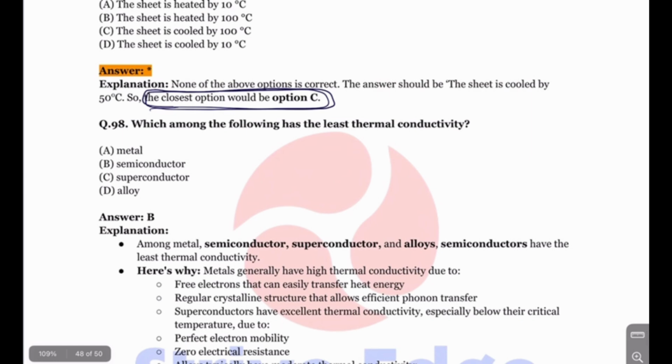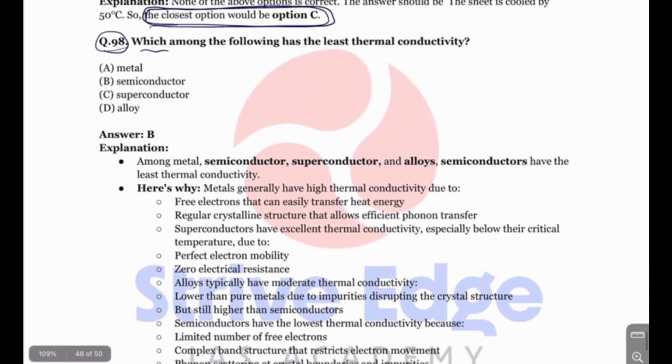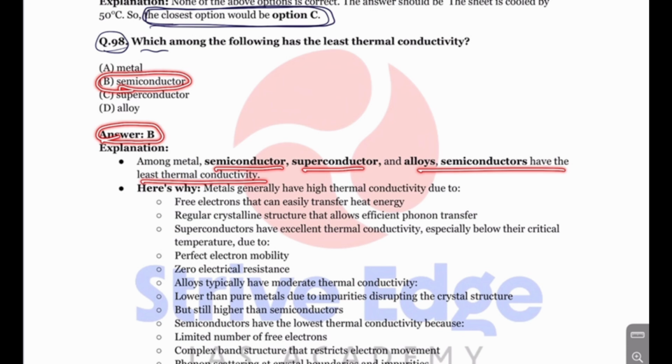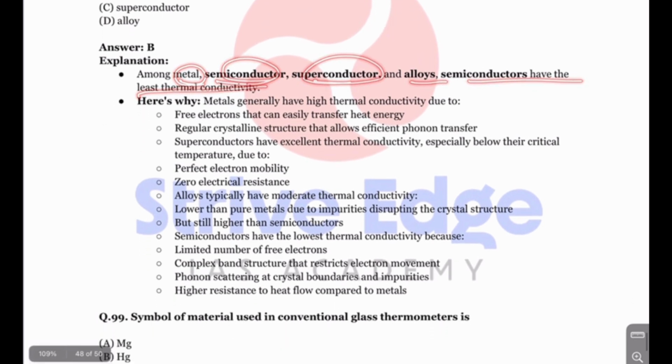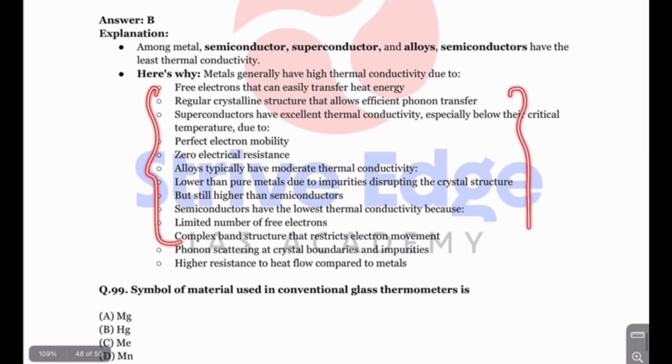So the next question is question number 98. Which among the following has the least thermal conductivity? So it is the semiconductor that has the least thermal conductivity. Among the metal, semiconductor, superconductor and alloy, the semiconductor has the least thermal conductivity. The reason is already given. Please read this PDF. You'll understand a lot of things.